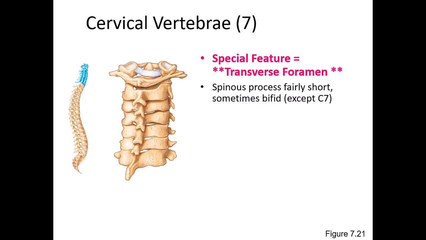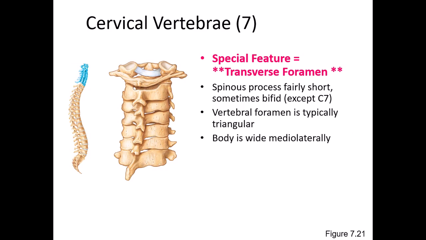C7 is never a bifid spine. It actually has the longest spinous process and an additional sort of bump of bone on the end of the spinous process that is called the vertebral prominence. If you feel the back of your neck, there's one really big bump kind of right at the bottom of your neck, and that is always your C7 that contains the vertebral prominence. The vertebral foramen typically has a triangular shape, and that's going to be due to the shape of the spinal cord passing through it. And the body can be described as wide mediolaterally.